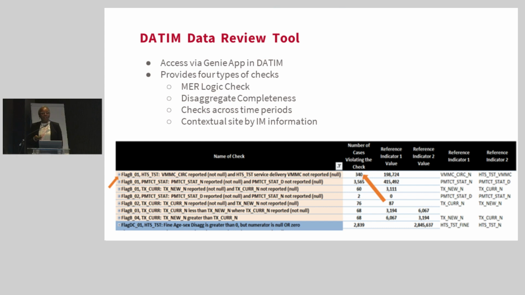And this tool provides 4 types of checks: the MAR logic check, disaggregate completeness, checks across time periods, and contextual site by IM information. So any anomalies that are found within the DRT are going to be flagged in that color there.